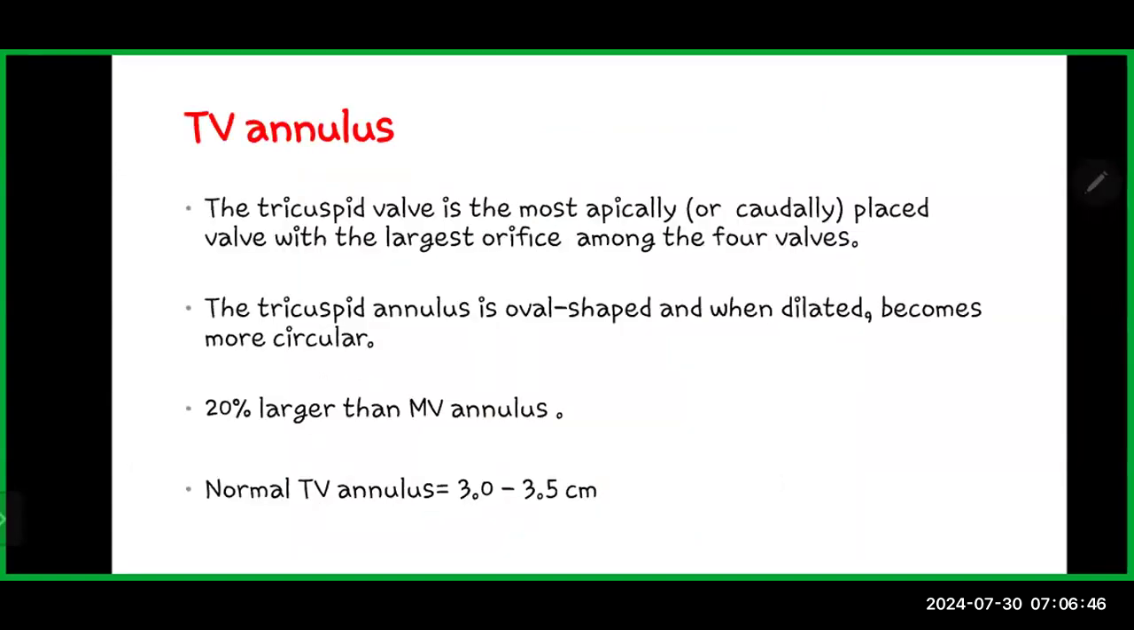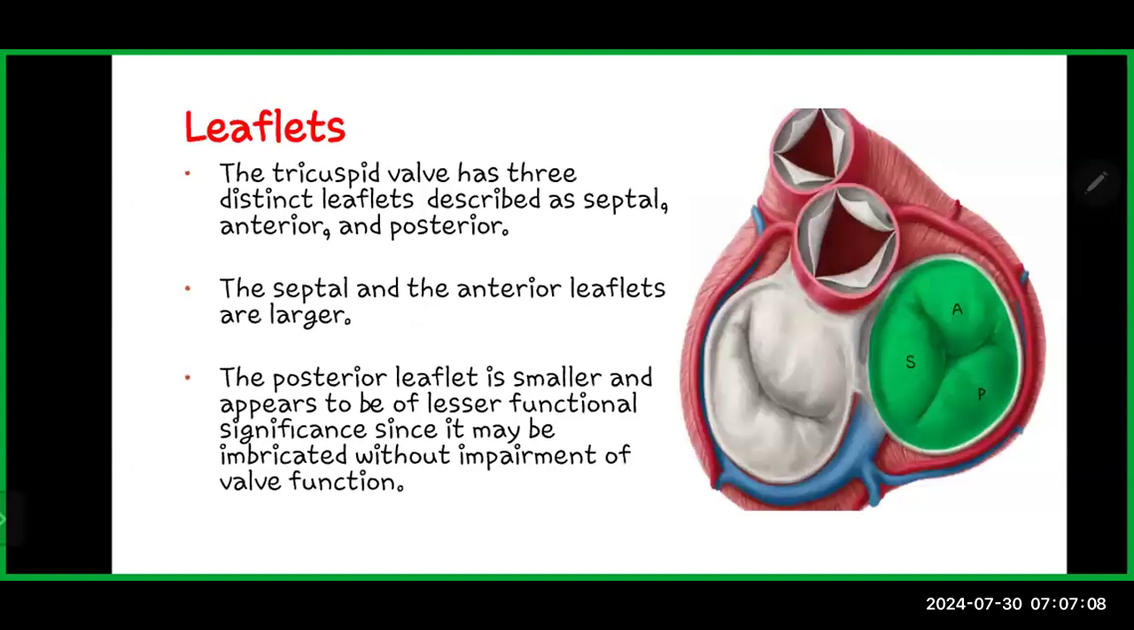The tricuspid valve annulus is mostly apical and caudally displaced with the largest orifice amongst the 4 valves. The tricuspid annulus is oval-shaped and when dilated becomes more circular. It's larger than the mitral valve, about 20% larger, and measures about 3 to 3.5 cm. The septal and the anterior leaflets are larger, while the posterior leaflet is smaller, and it appears to be of less functional significance since it may be involved without impairment of the functional valve.